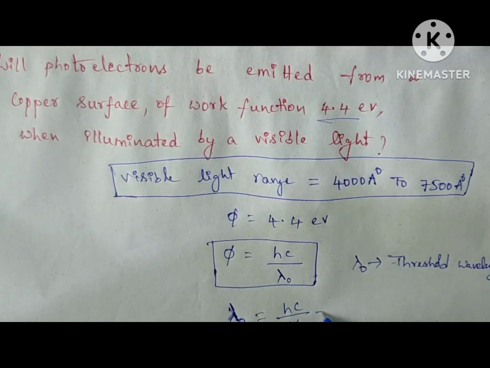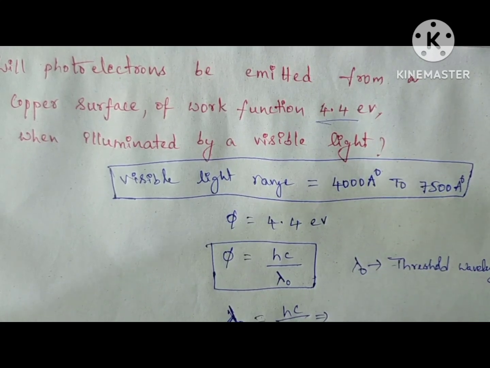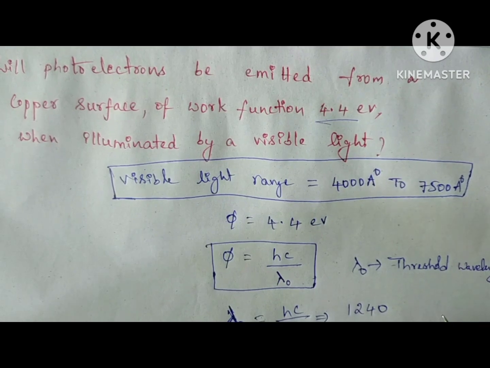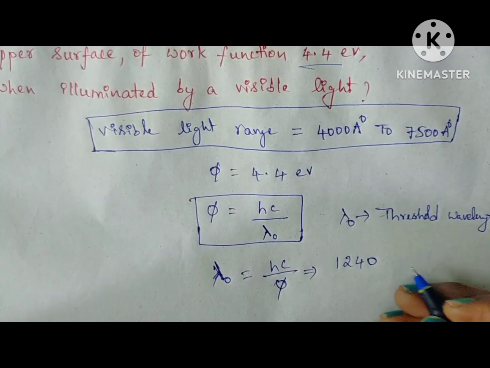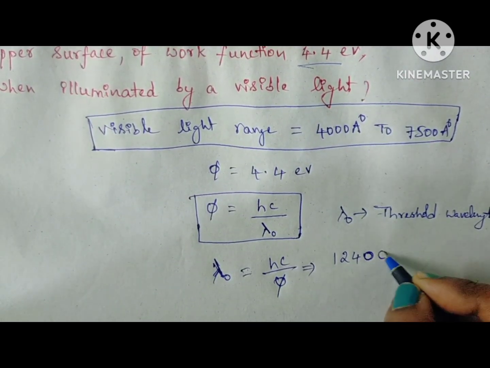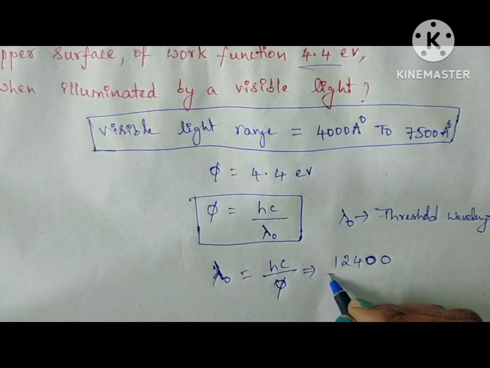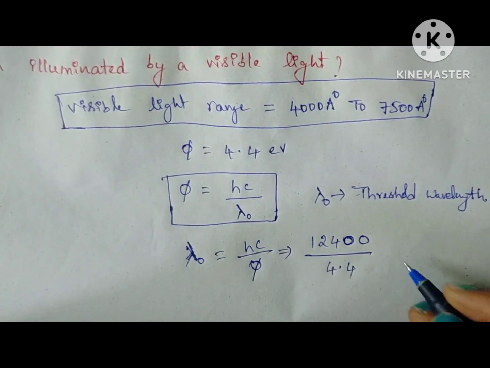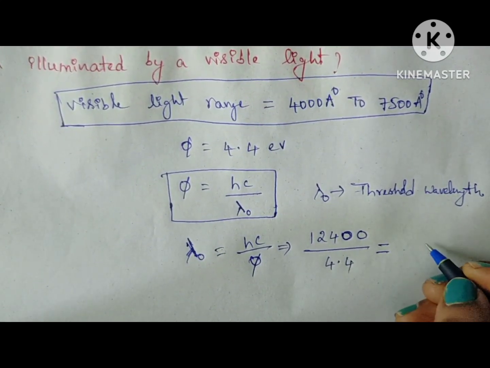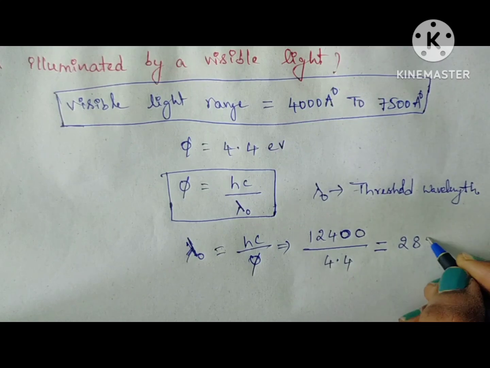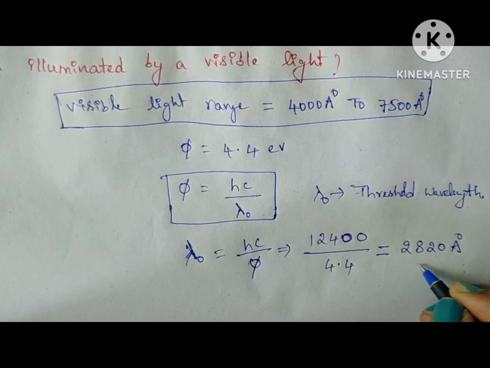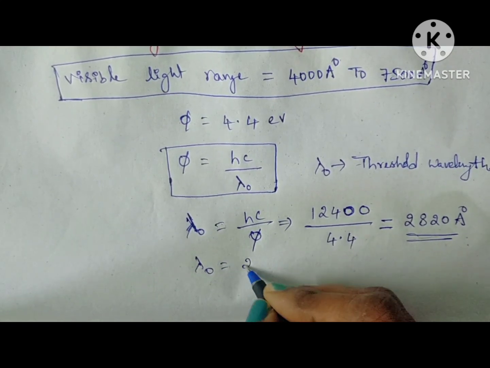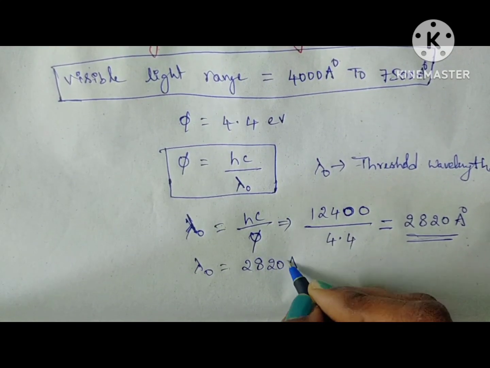After substituting these values, we already know that hc is 1240, but here we are calculating it in angstroms. For that we need to add one more 0, that is 12400 divided by the work function, 4.4. After calculating this, we are getting 2820 angstroms. This is the value for lambda naught. Here I am writing 2820 angstrom.